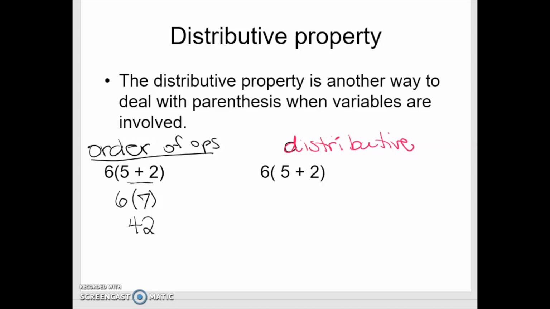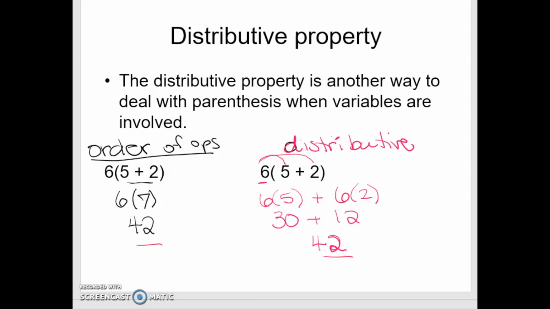Distributive property is just another way to solve this problem. So distributive property is actually going to have me take this 6, and instead of doing the addition first, I'm going to distribute the 6 to the 5. So I'm going to multiply 6 times 5, and then I'm going to distribute the 6 to the 2, and I'm going to multiply 6 times 2, and I'm going to do the addition second. So 6 times 5 is 30. 6 times 2 is 12, and 30 plus 12 is 42. So you can see our answer for both problems is the same.